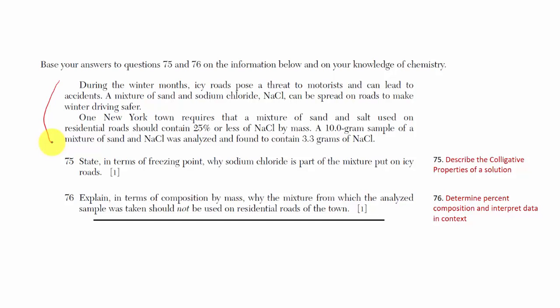We have a narrative here which describes putting salt on icy roads in the winter. This is going to have to do with solubility and colligative properties of solutions. One New York town requires that a mixture of sand and salt be used on the roads that's 25% or less of sodium chloride by mass. So we're going to also be asked here to analyze a sample and see if it meets up with the rules of this one New York town. So two questions involved. The first one, we have to be familiar with the colligative properties involved here, and the second one, we're going to deal with the percent composition and interpret that in the context of the narrative. So let's go to question 75.